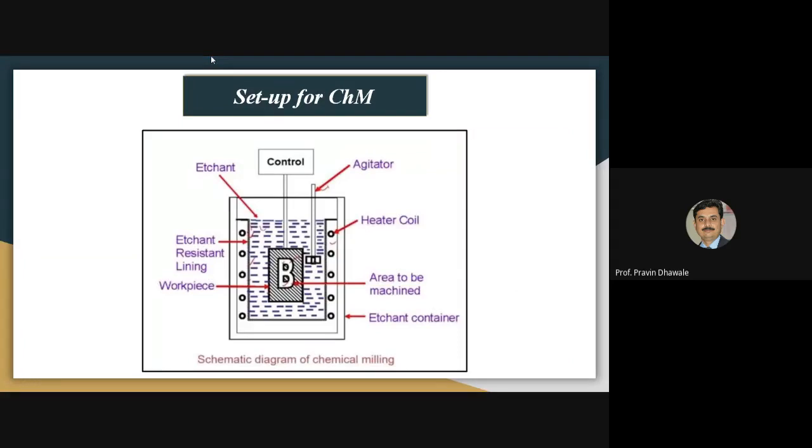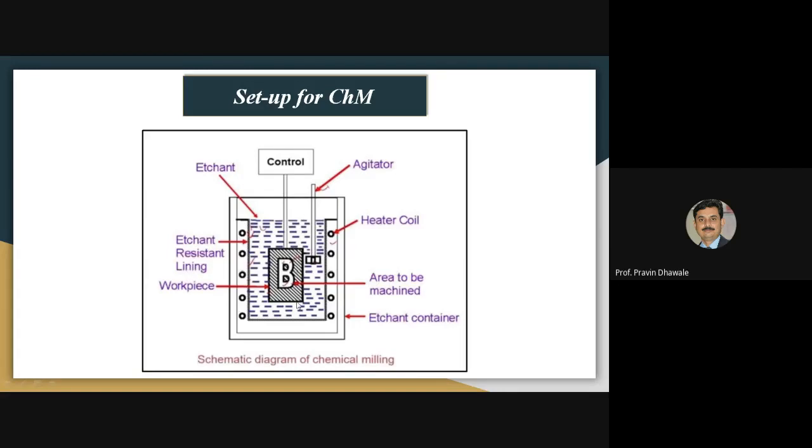Now this diagram shows the setup of a chemical machining process. This will be a container or tank filled with the etchant. We may call it the etchant container. It is filled with the etchant, the blue color. And this black color line is the etchant resistant lining.